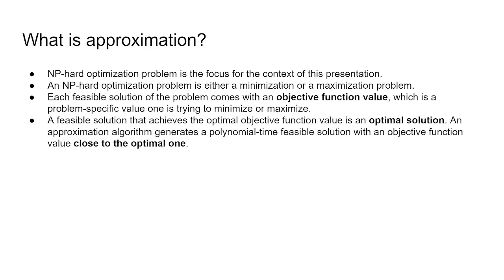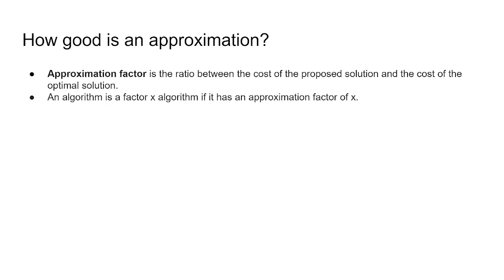An approximation algorithm generates a polynomial time feasible solution with an objective function value close to the optimal one. So by saying close, the approximated objective function value is within a guaranteed factor of the optimal one. So how do we evaluate an approximation? How do we know how good it is? We're going to be using the definition of approximation factor, which is the ratio between the cost of the proposed solution and the cost of the optimal solution.